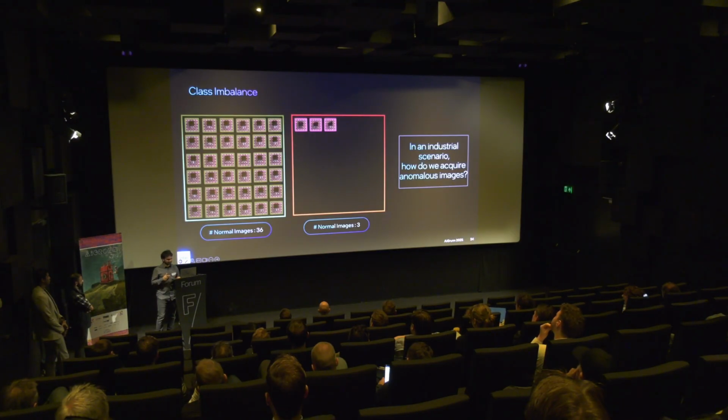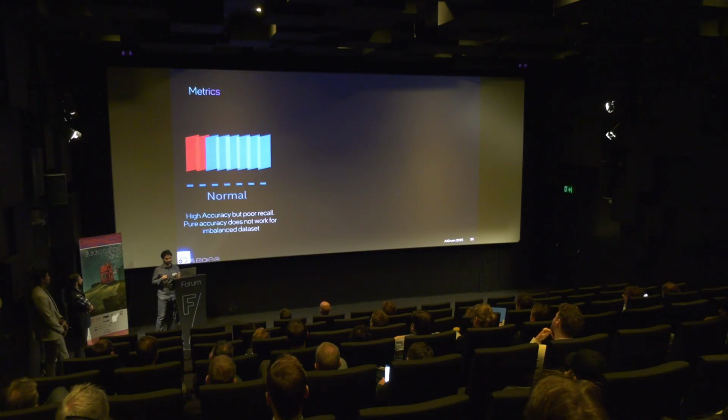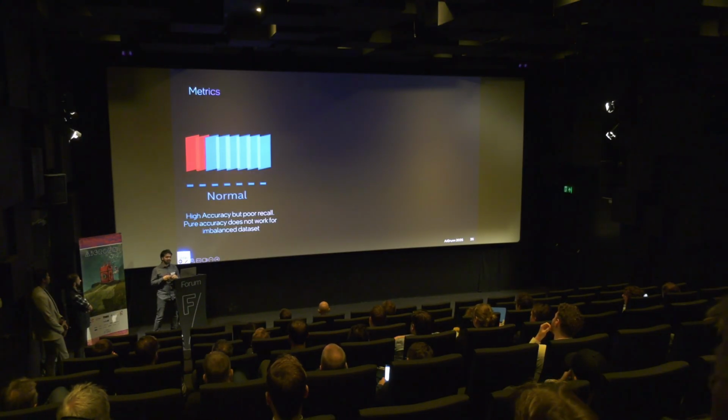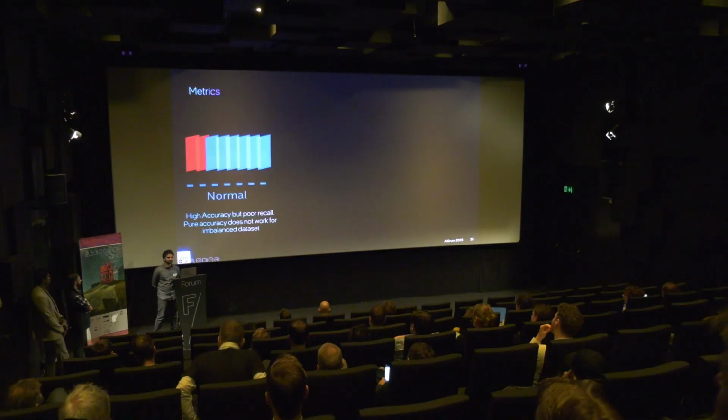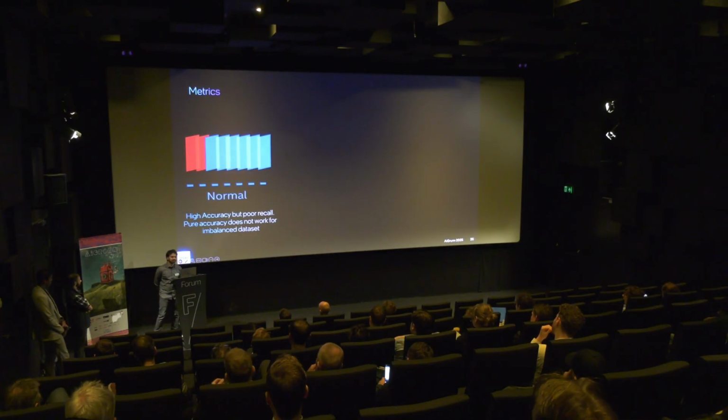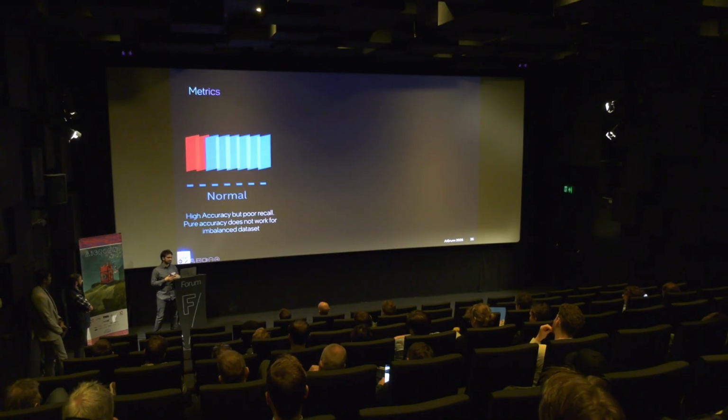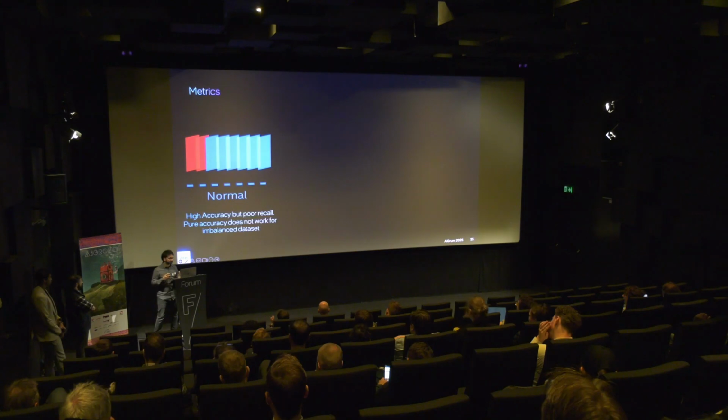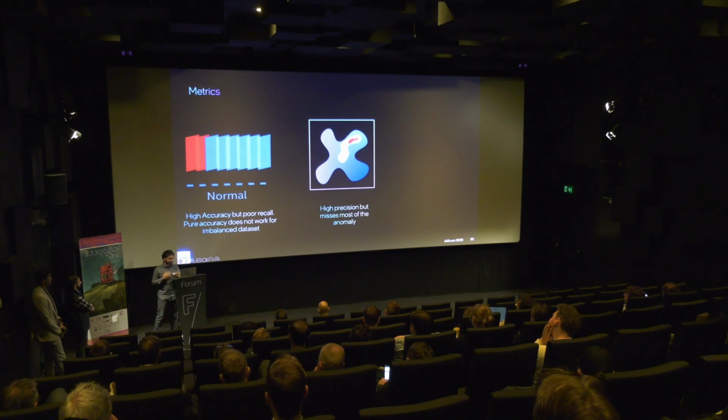And if you treat it as a class imbalance, we get all the problems of an imbalanced data set, right? If I say my anomaly detection model has an accuracy of, let's say, 99 or even 100%, you still can't trust it, because it can just say that every image it sees is a normal image. So your accuracy will still be high, but it won't work for an imbalanced data set. And the same thing happens at the pixel level as well.